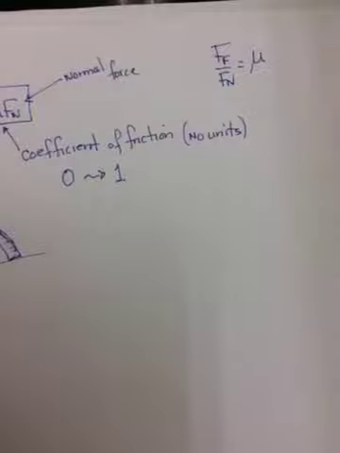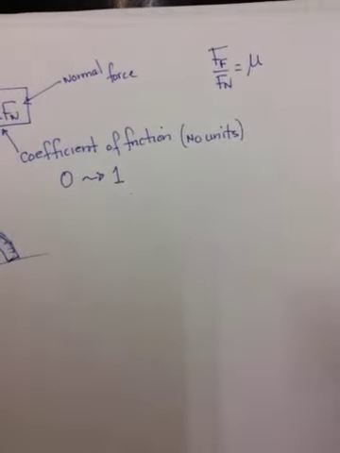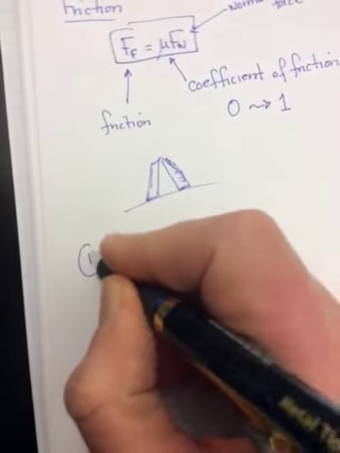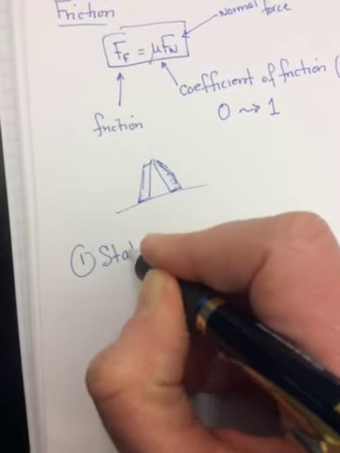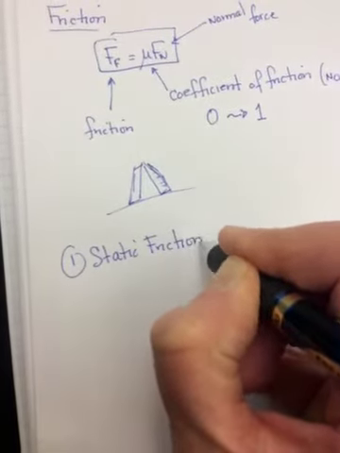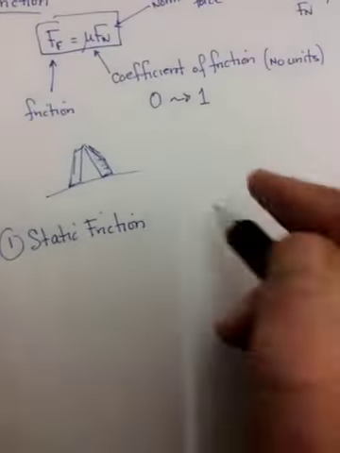All right, so there are different types of friction. The first type we should talk about is static. Static friction is the friction between objects at rest with respect to each other.